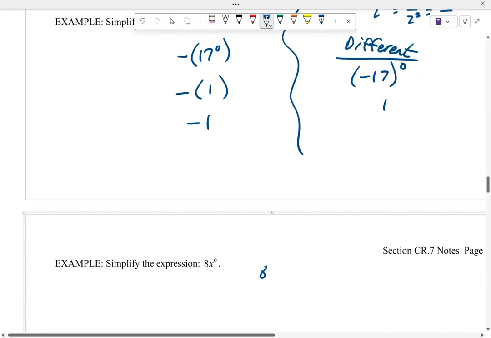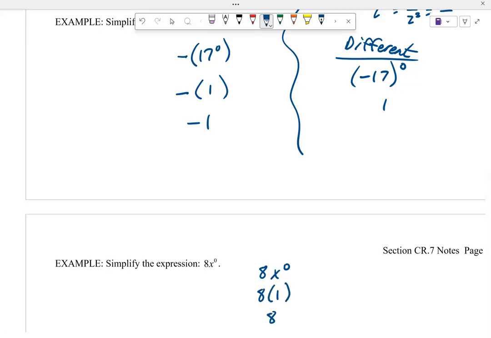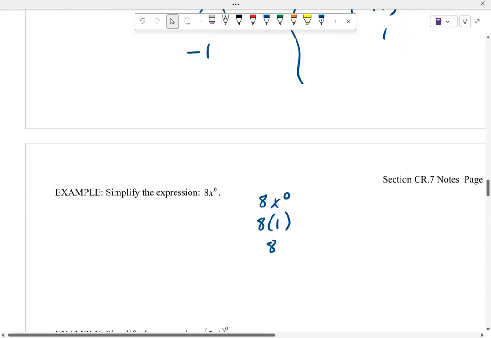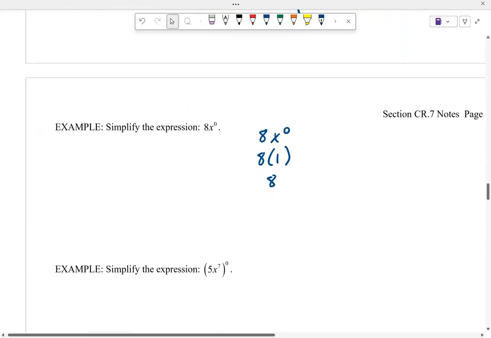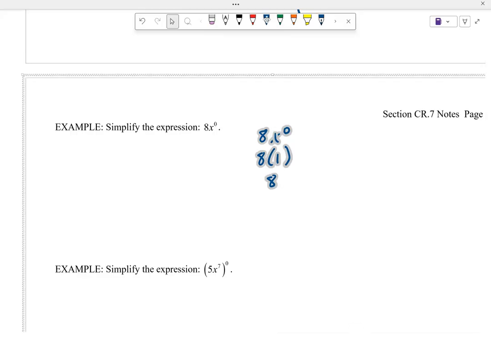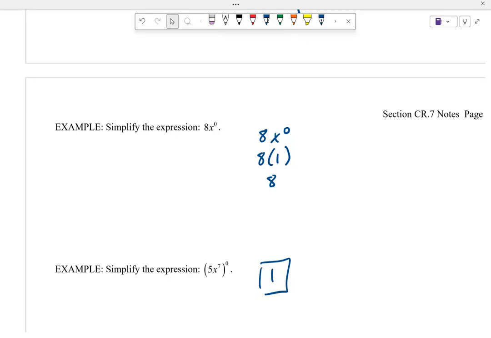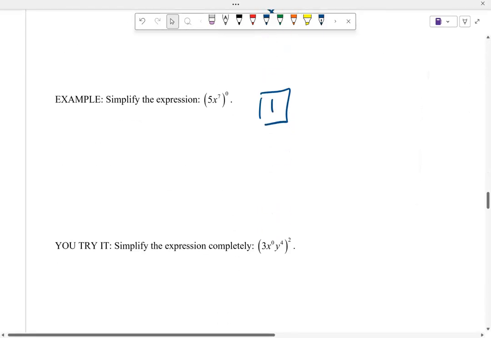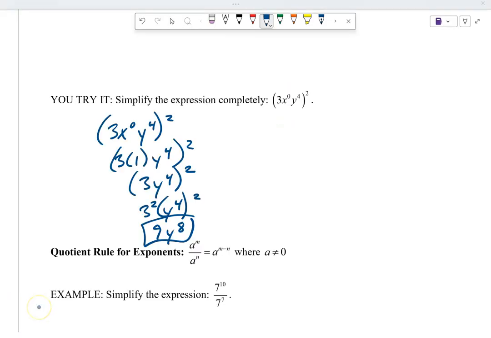8 times x to the 0. Well, we know x to the 0 is 1, so we got 8 times 1, which is just 8. And finally, 5x to the 7th, all to the 0. Well, all that stuff is to the 0, so it's just 1. I'll let you try that. All right, check your work on that.